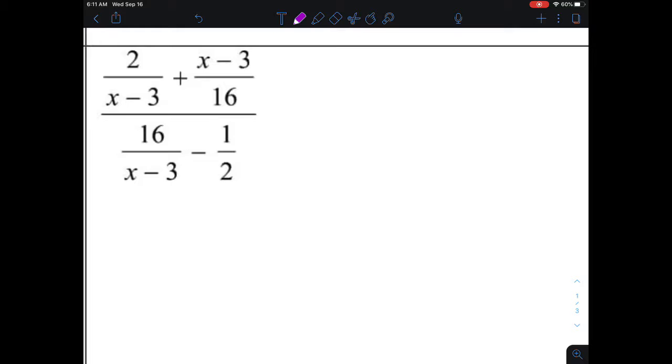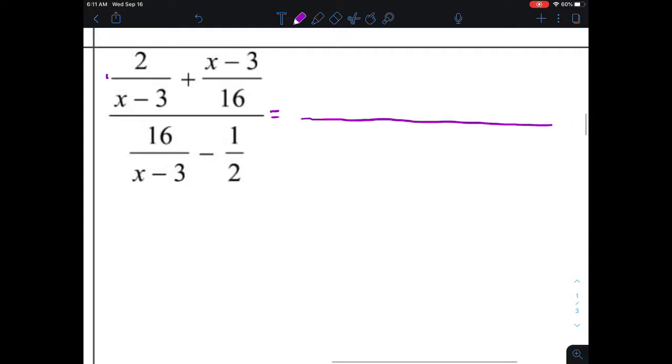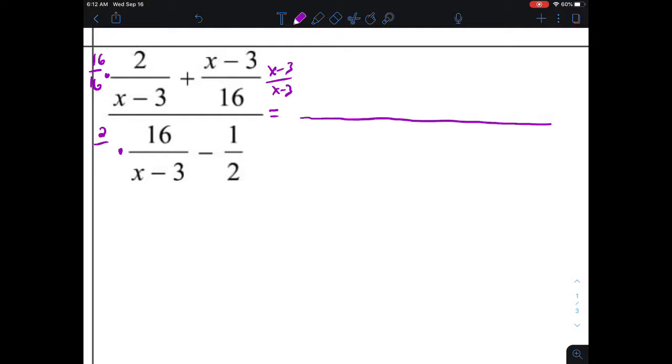Okay, this problem here, people always despise doing these, but when you're working with this kind of complex fraction, what you want to do is go through the process of combining the fractions in the numerator and the denominator. So my numerator, I need to multiply the fraction on the left by 16 over 16 and the fraction on the right by x minus 3 over x minus 3. And in the denominator, same thing but different. I got to multiply the first one by 2 over 2, the second one by x minus 3 over x minus 3, and combine everything.